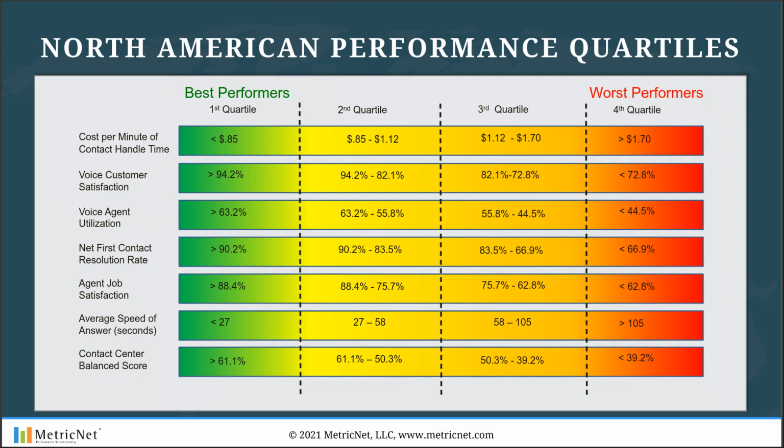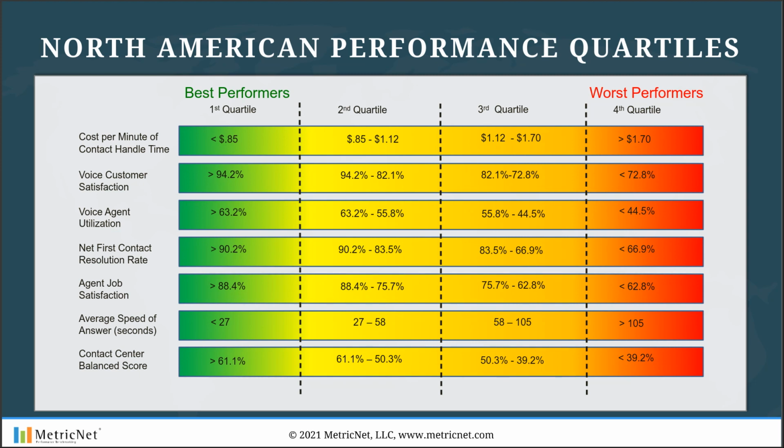The balanced scorecard to get into the top quartile would be 61.1%. So you can see that we've organized these into quartiles. This helps you establish performance targets, because the principle I want to convey here is that nobody's going to be the best performer in every metric. It's impossible, because there are trade-offs that have to be made between the various metrics.